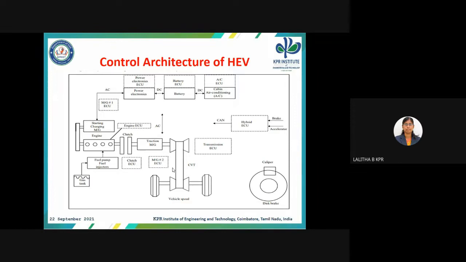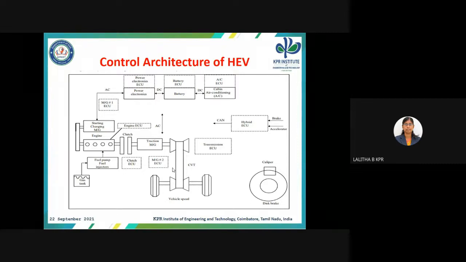The next one is the transmission ECU. In the transmission, we have the power split transmission to transmit the power from the IC engine or electric motor to the wheel. So the transmission ECU is used to provide the correct gear ratio to control the torque and the angular speed of the electric motor and the IC engine. So this is the function of the transmission ECU.